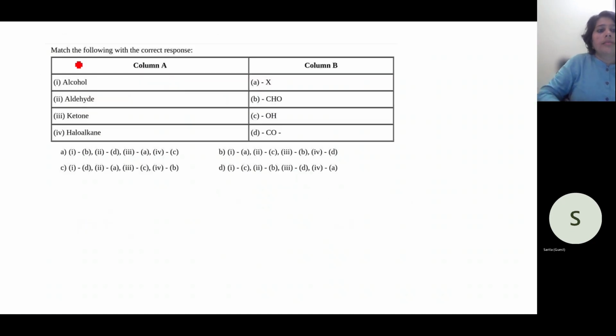Next, match the following with the correct response. Alcohol. So the alcohol general formula is ROH. Aldehyde contains the CHO group. Ketone contains C double bond O, and haloalkanes contain RX, where X is the halogens. That is, they are the group 17 elements. They are fluorine, chlorine, bromine, iodine.